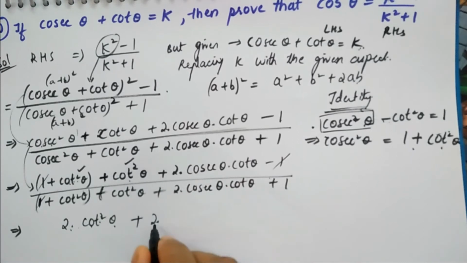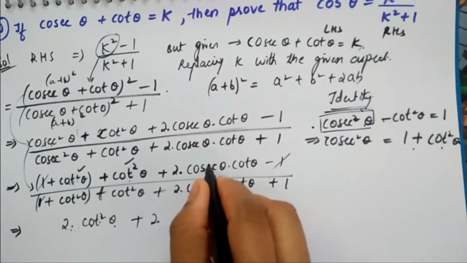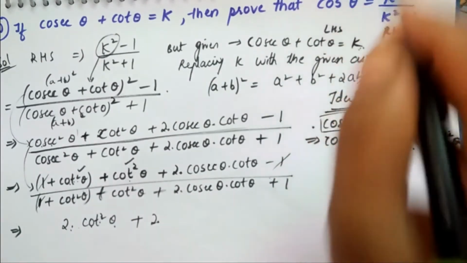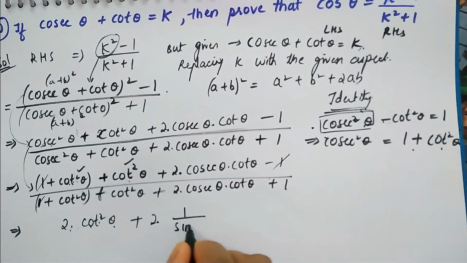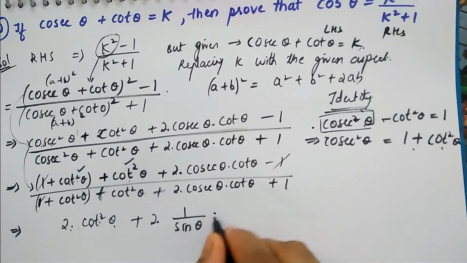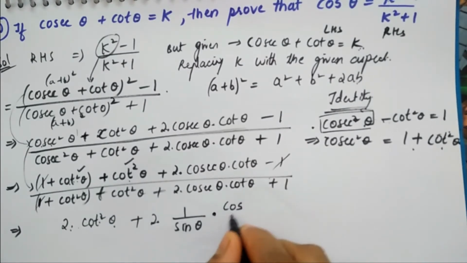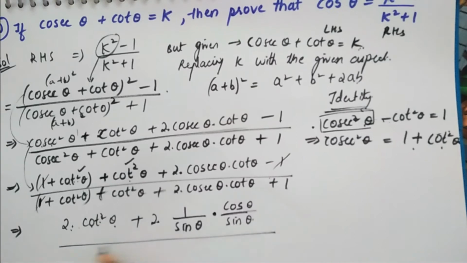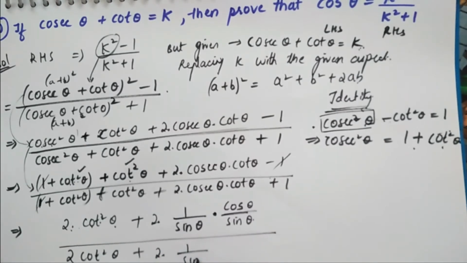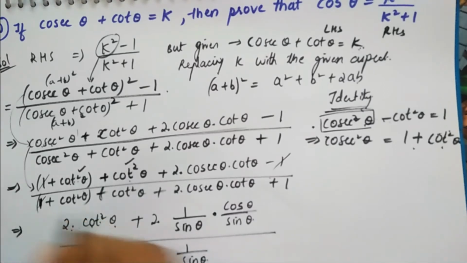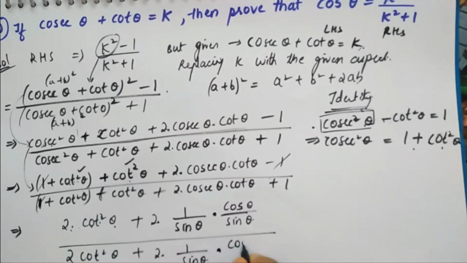2 into, let's convert these values, since the answer we need to get is in cos. So what is cosecant? 1 by sine theta, into what is cot? Cos theta by sine theta. The whole divided by, see here also we have 2 cot square theta plus 2 into what is cosecant? 1 by sine theta into cos theta by sine theta plus 1. Oh my god, I forgot this one here.